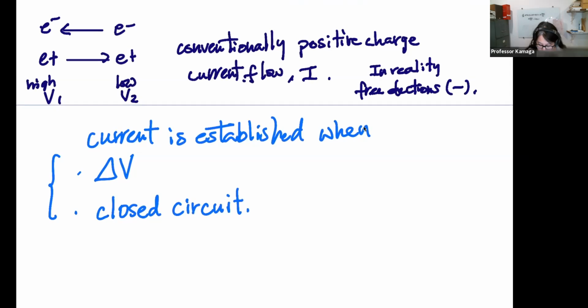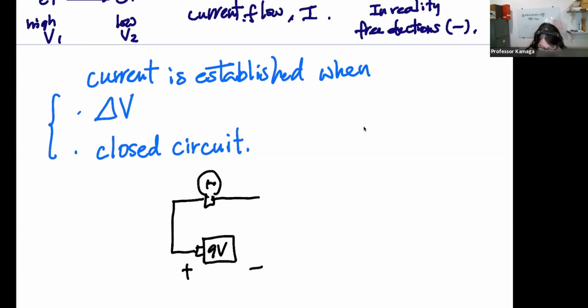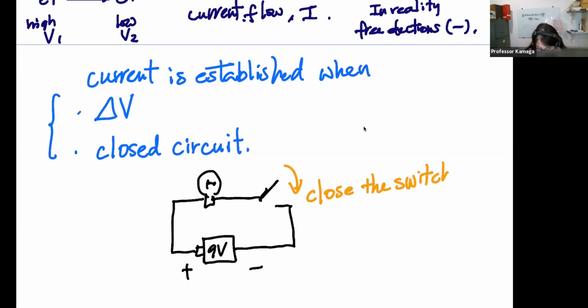So imagine that you have, let's say, a 9 volts battery, plus and minus, right? And then you put in a light bulb. The light bulb will light when you close the switch. Then it will light. The current will flow from plus to minus.